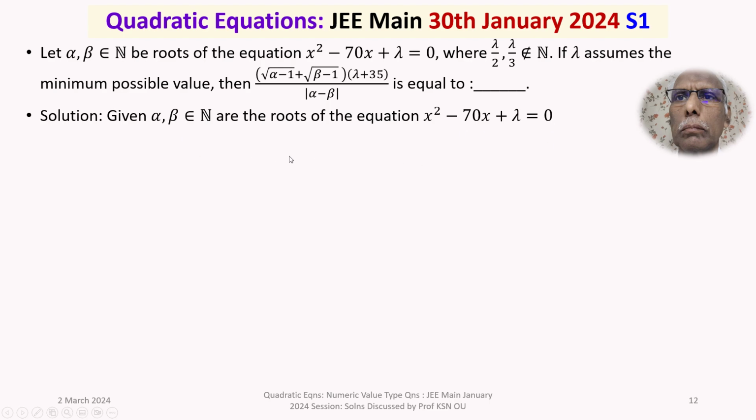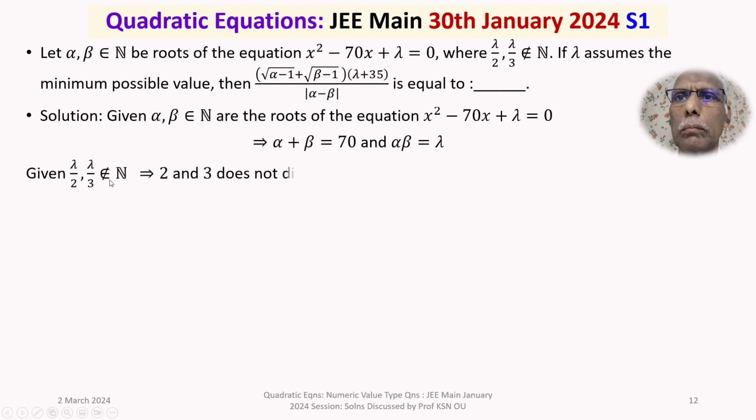Now the sum of the roots α + β is equal to minus the coefficient of x by the coefficient of x², that is −(−70), that is +70. The product of the roots αβ is equal to the constant term λ divided by the coefficient of x², that is 1, so λ/1, λ only. Thus we got α + β = 70 and αβ = λ.